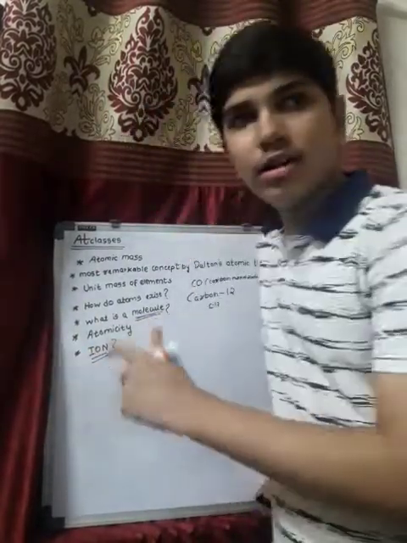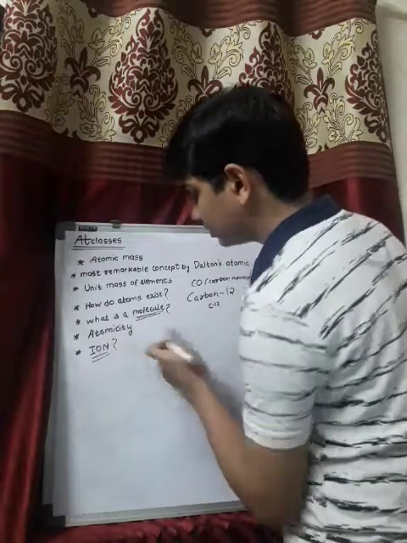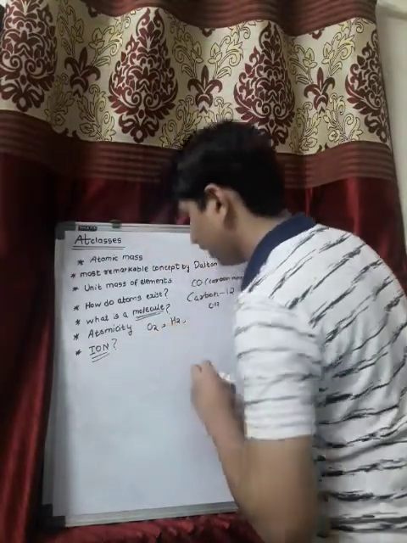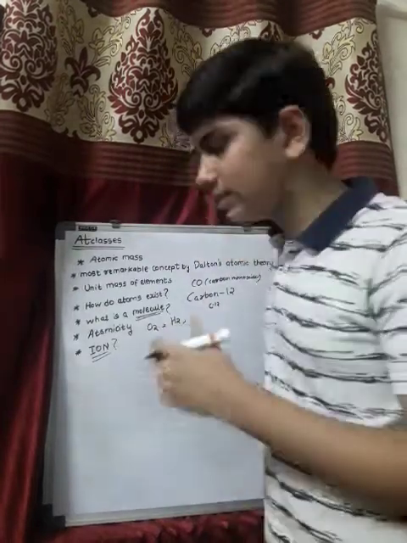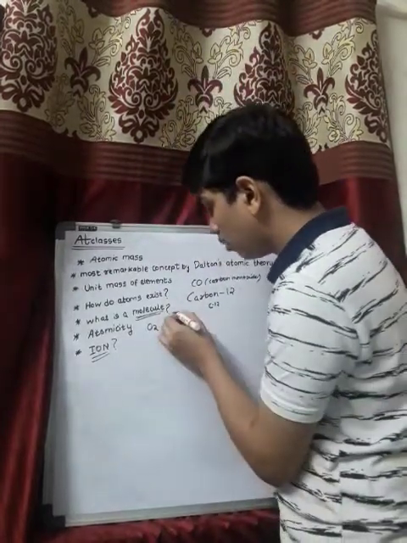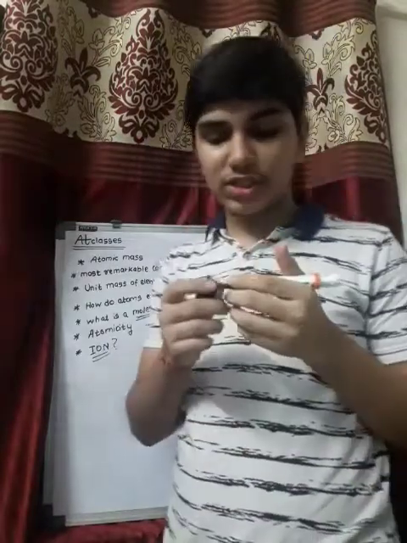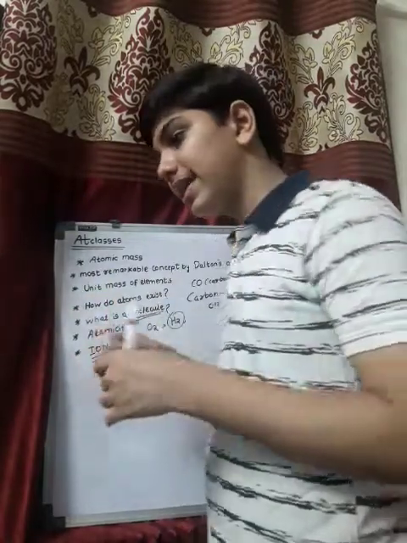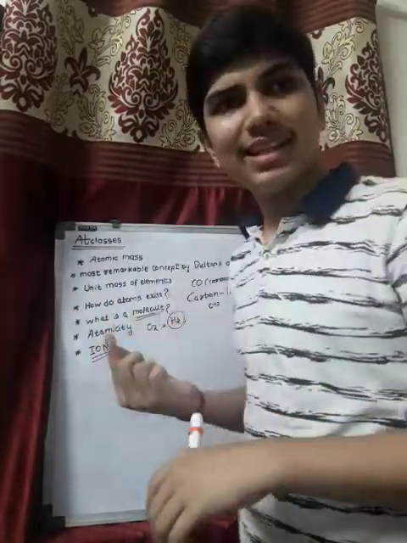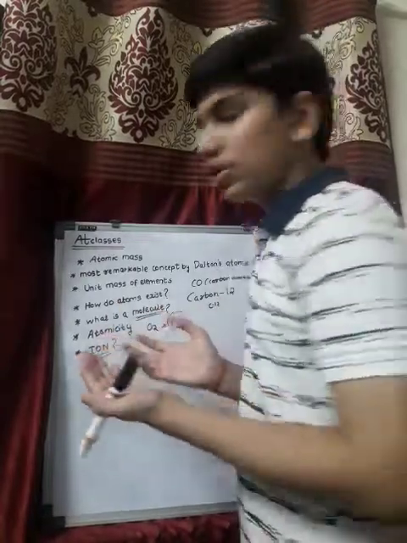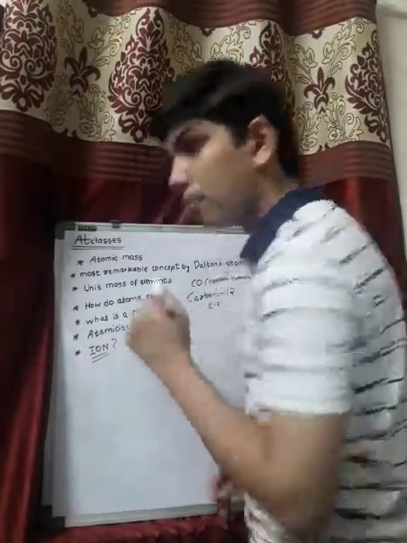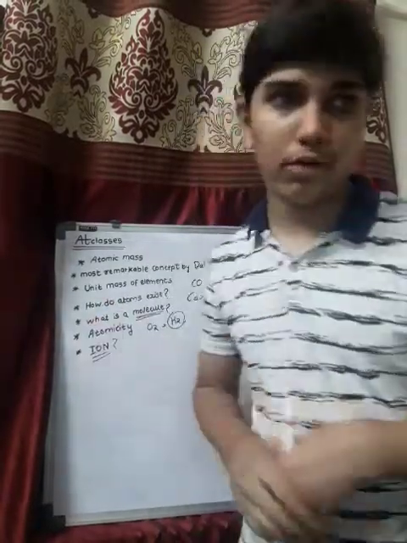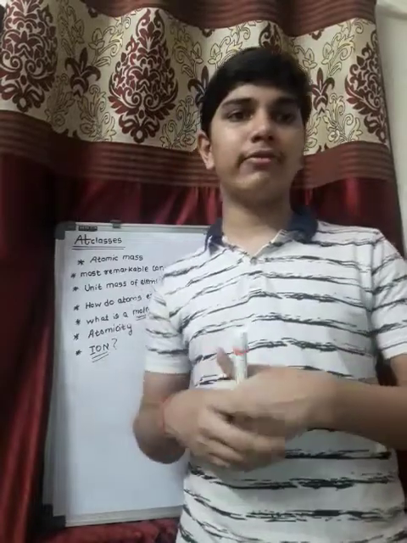Now, like we have seen in reactions, we write O2 or H2, right? So let's take H2. H2 is a molecule. Hydrogen can't exist in nature as a single atom. It should form two or more, it means it should form a molecule and exist, right? So that's why these molecules are formed, because they can't exist in nature without forming molecules.